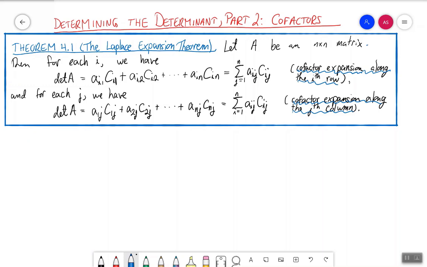To remember the signs in this expression, in other words the signs that are in the ij cofactor, I like to think of this little checkerboard pattern. So we have plus, minus, and so on, minus, plus, minus, and so on, plus, minus, and so on, minus, and so on, and so forth.